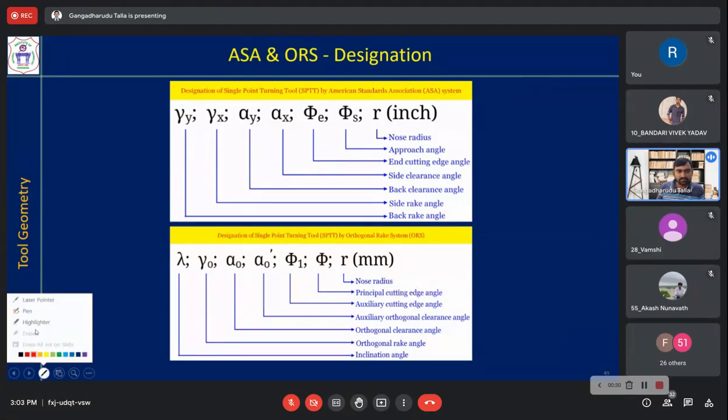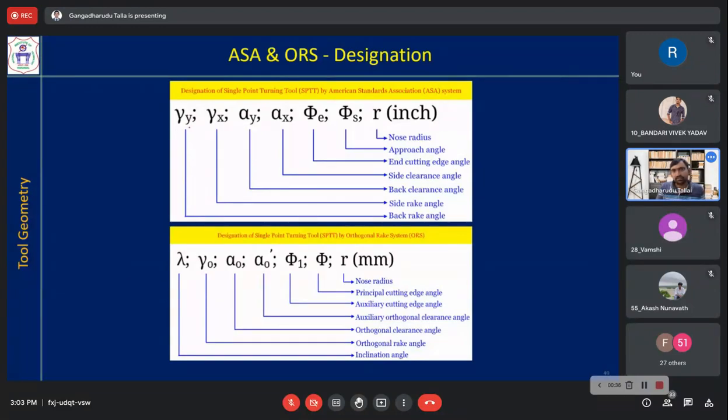All of you must remember this sequence, and you should also remember this gamma y. Where is this gamma y? You have to imagine the cutting tool and identify where is that gamma y. So the sequence is important. Back rake angle, side rake angle. This is clearance angle. You can call it as end clearance angle or back clearance angle.